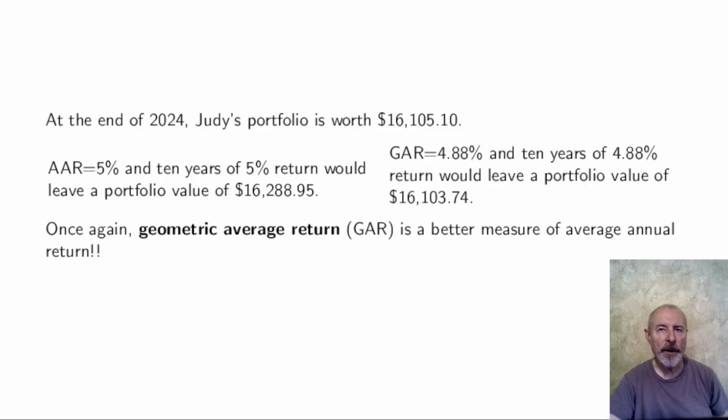At the end of 2024, her actual portfolio value is $16,105.10. If you had an AAR of 5% over 10 years, your portfolio value should be $16,288.95. However, an annual return of 4.88% over 10 years would leave you with a portfolio value of $16,103.74. The actual value of our portfolio was $16,105.10. So once again, the GAR is a better measure of average annual return.